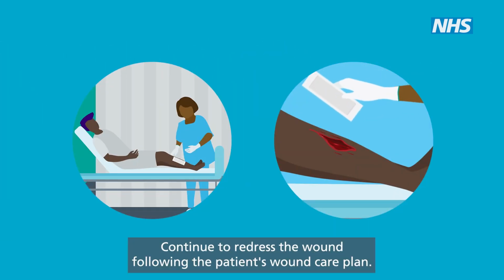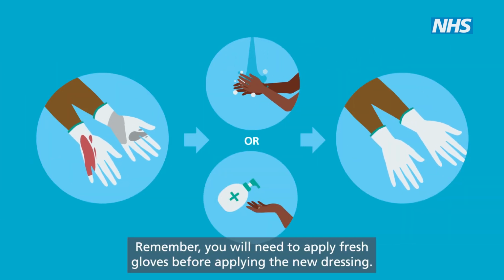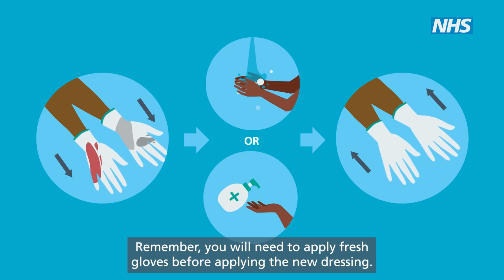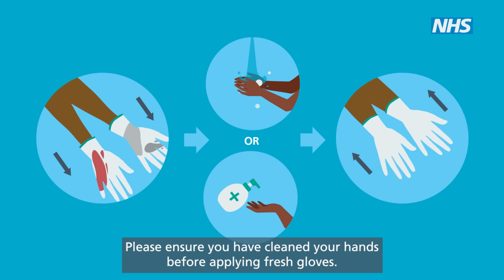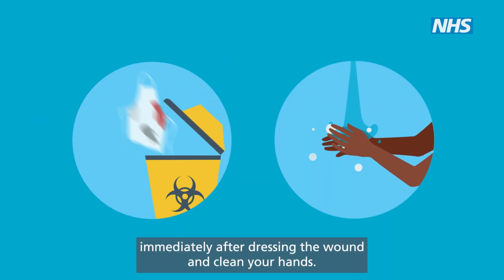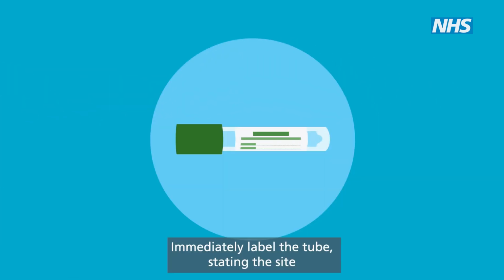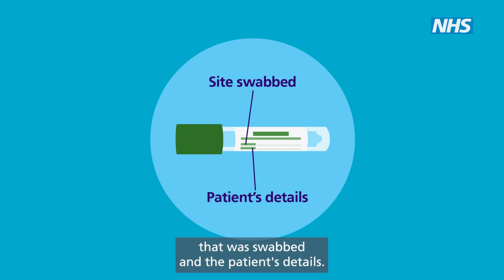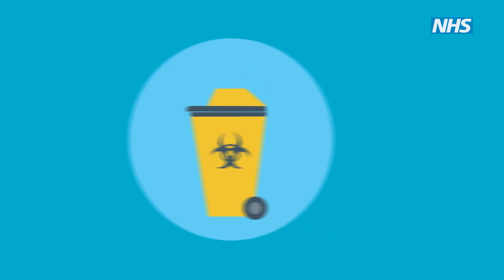Continue to redress the wound following the patient's wound care plan. Remember, you will need to apply fresh gloves before applying the new dressing. Please ensure you have cleaned your hands before applying fresh gloves. Remove the gloves and apron immediately after dressing the wound and clean your hands. Immediately label the tube stating the site that was swabbed and the patient's details. Dispose of all equipment following local guidelines.